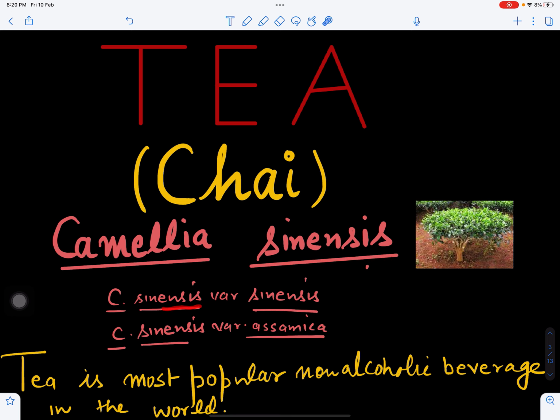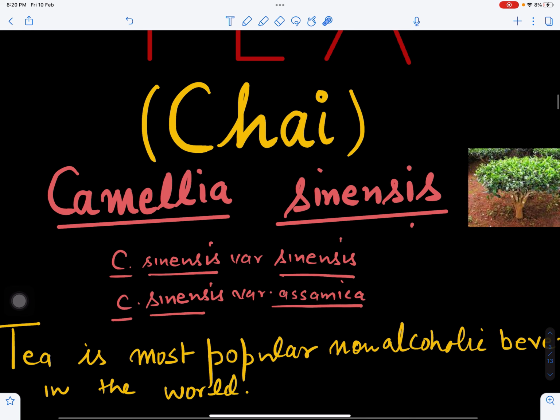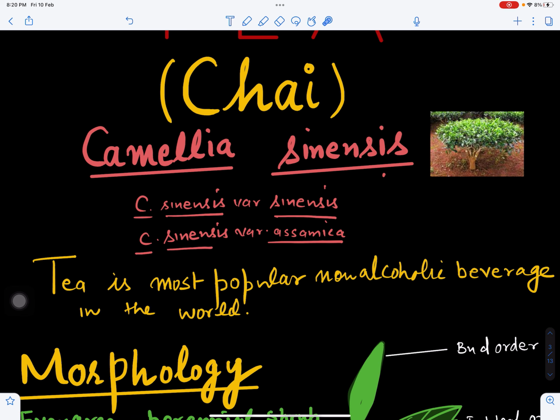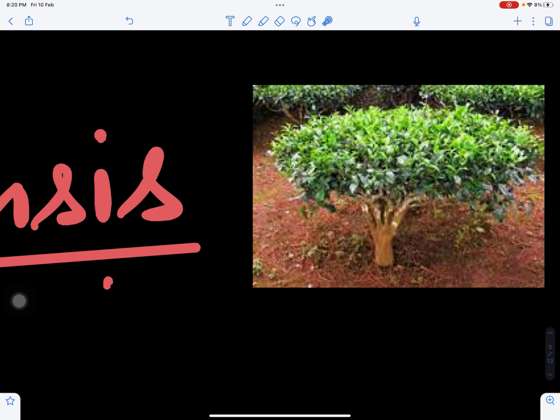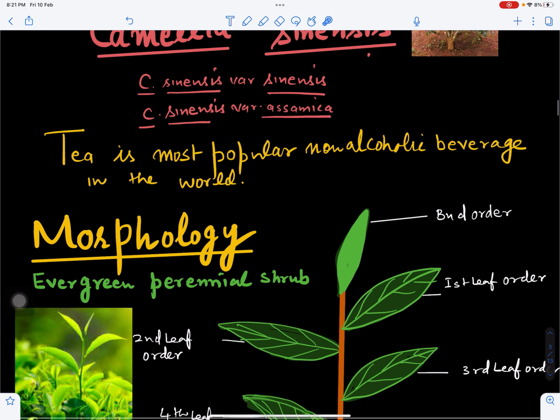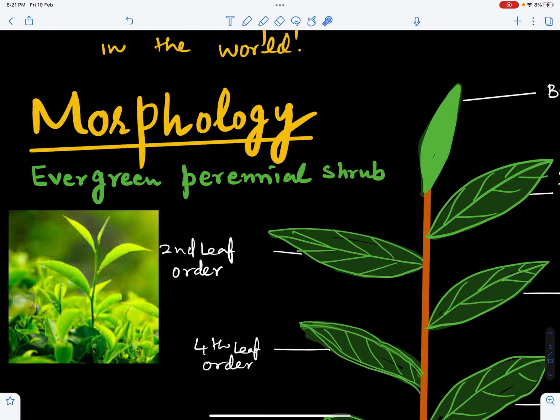Camellia sinensis variety sinensis. Camellia sinensis variety Assamica. This plant grows in the form of a bush. We can see here, this is the bush of the tea plant. This is evergreen. Its leaves don't fall throughout the year. So this is an evergreen, perennial shrub.